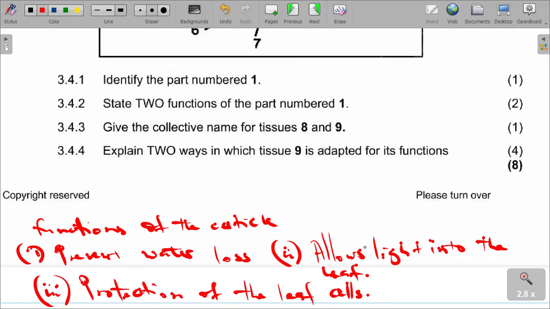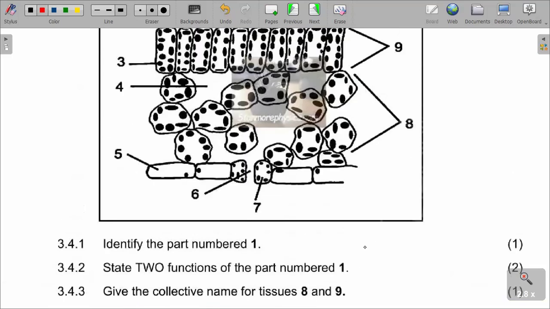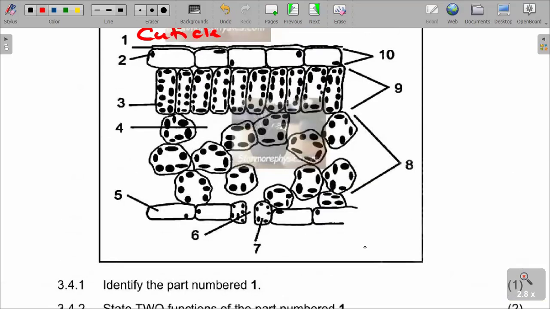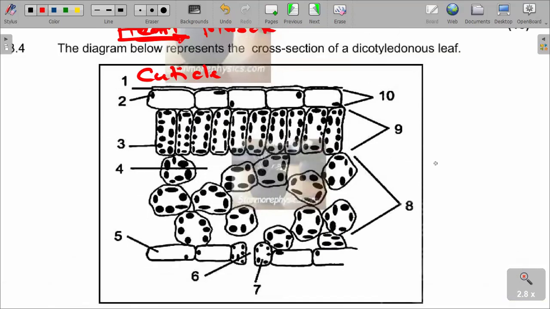And then we give a collective name for tissue 8 and 9. The collective name for tissues 8 and 9 is the mesophyll tissue.